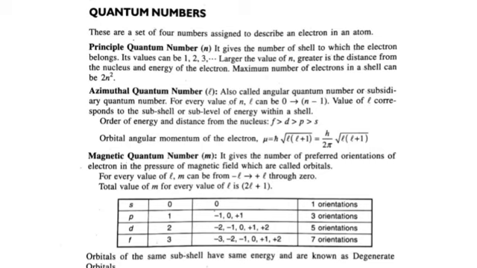P, azimuthal quantum number 1: minus 1, 0, plus 1, 3 orientations. D, 2: minus 2, minus 1, 0, plus 1, plus 2, 5 orientations. F, 3: minus 3, minus 2, minus 1, 0, plus 1, plus 2, plus 3, 7 orientations. Orbitals of the same subshell have the same energy and are known as degenerate orbitals.